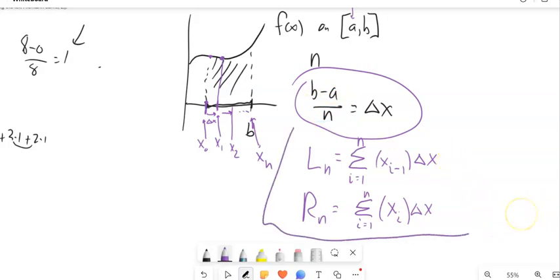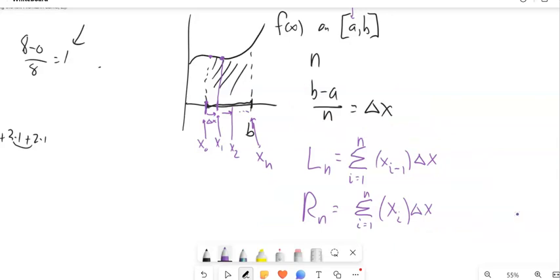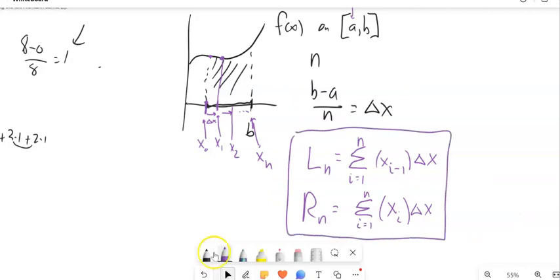These are really good to hold on to. These are Riemann sums. Riemann is a mathematician, and these sums are named after Riemann. Riemann gets credit for them because I think that Riemann came up with them.